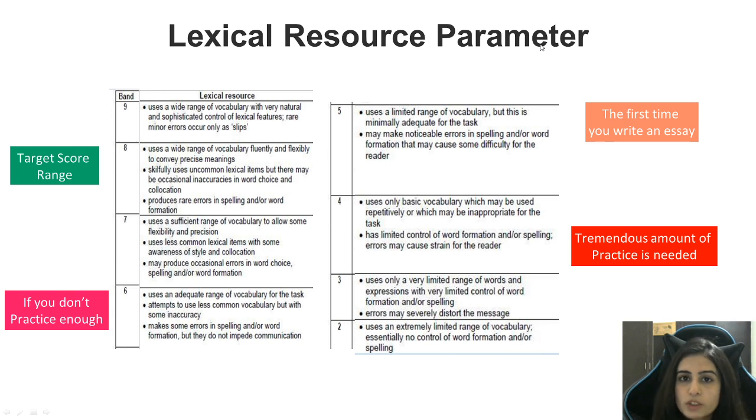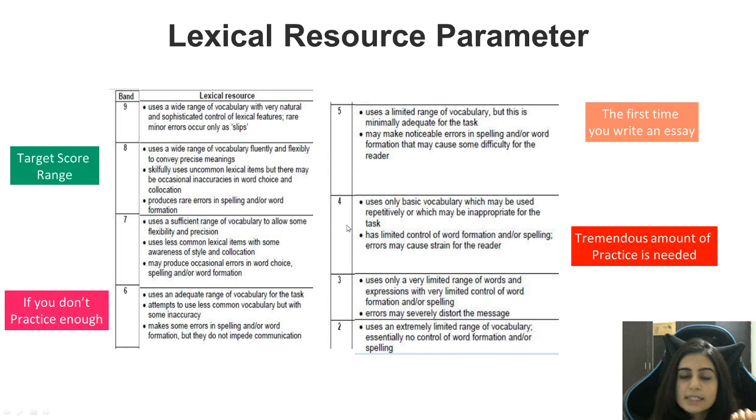We have other major things that we should be taking care of, such as the spellings. Your spellings also fall under the lexical resource parameter. So if you misspell words to the extent that the reader or the examiner does not understand anything, in that case particularly, you would be scored lower in your lexical resource parameter. So one thing is your word choices, word formation, and also ultimately your vocabulary, there should be no repetitions. What is lexical resource parameter all about? It covers all these things.